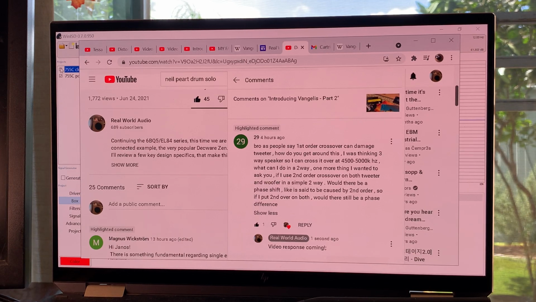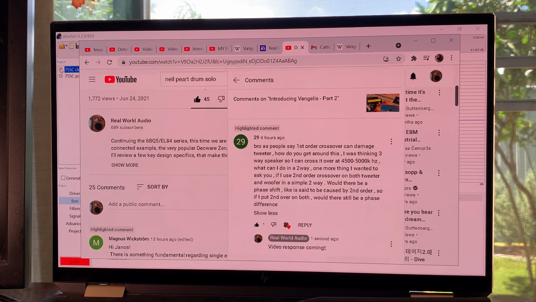Hi everyone, this is Real World Audio, and today is answering questions time, and it will end up being a masterclass on loudspeaker design. So 29 asked a complex question on loudspeaker design, and I will elaborate on this.